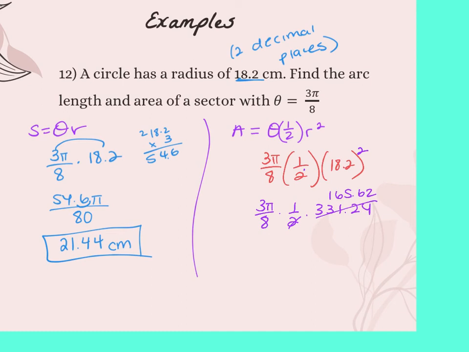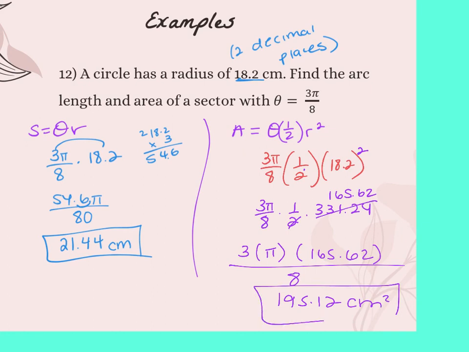Multiply, well, and at this point I would just multiply it straight across. So 3 times pi times 165.62 all over 8 is how I'm going to write it in. And you could have done that straight from the other one without reducing by 1/2. 3 pi times 165.62 divided by 8, and I get 195.12. And this one would be centimeters squared. So you won't have to give the units on the quiz, and it's given to you on WebAssign. Just know that they would be centimeters if it's length and centimeters squared if it's area.